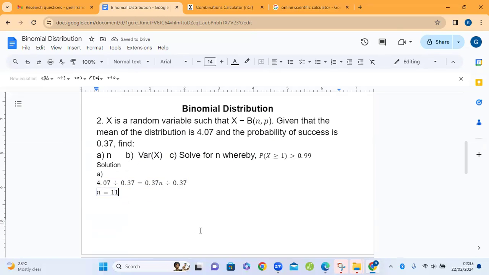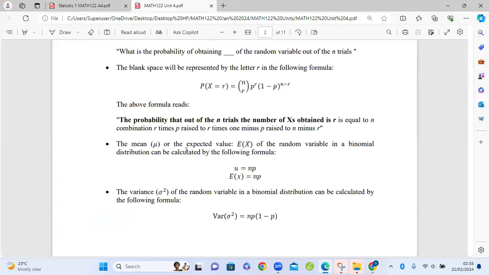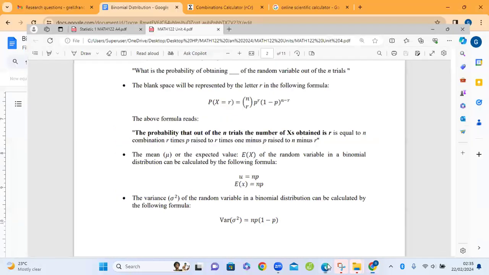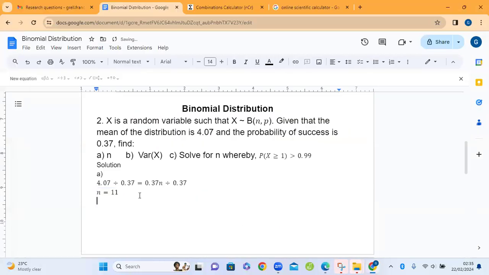Find the variance of x, part B. Here we go to unit 4, and we can see that the variance, which is symbolized by sigma squared, is equal to np times 1 minus p. Now, np is the mean, so we know that to be 4.07 already. And p is 0.37. Okay, so we can simply substitute into this formula.